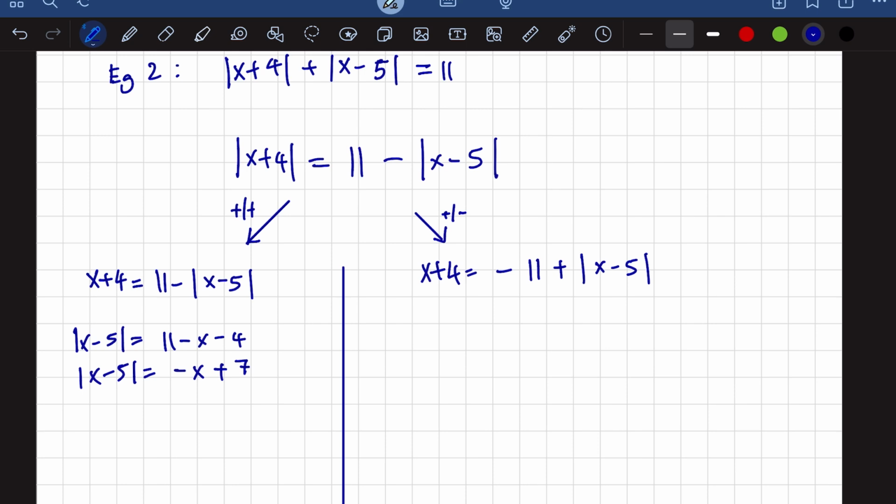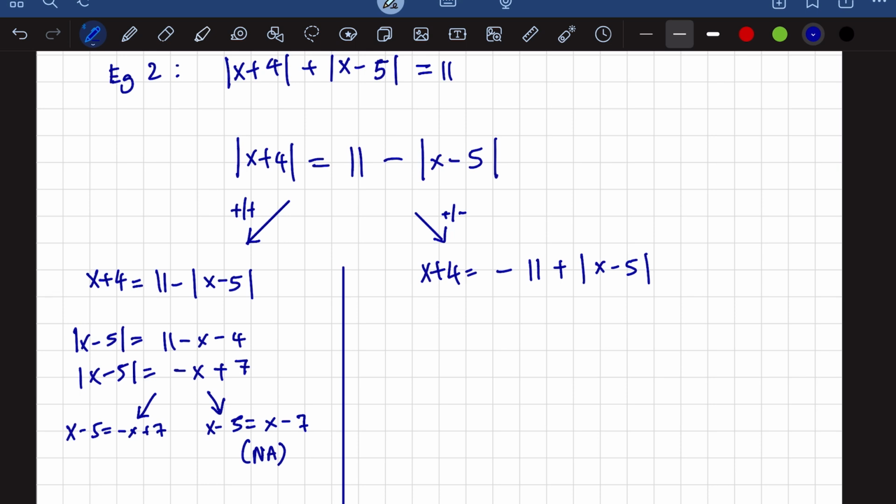Now, from here, I will split further. Okay. So I'll split it up to the plus and plus minus version. All right. So let's look at that. This will be x - 5 = -x + 7. And we have x - 5 = x - 7. We know we can't solve this because both have x on the left and right side. You'll cancel out, so we can't solve that.